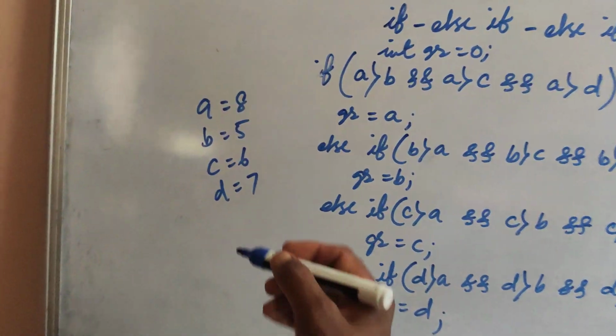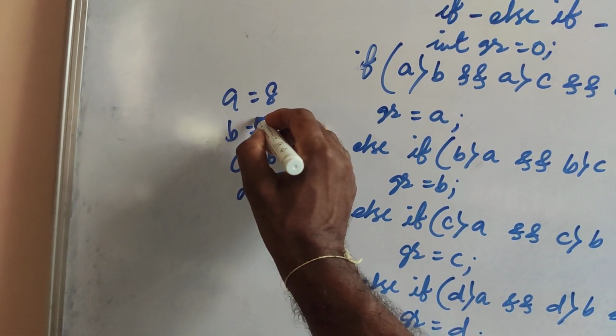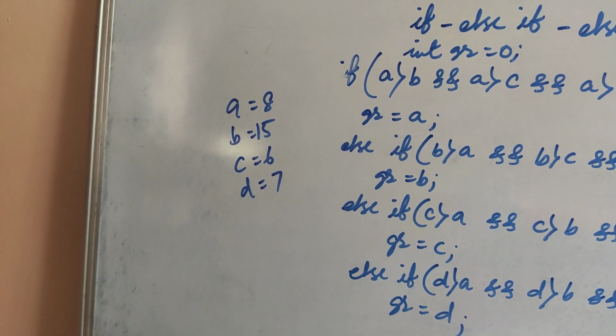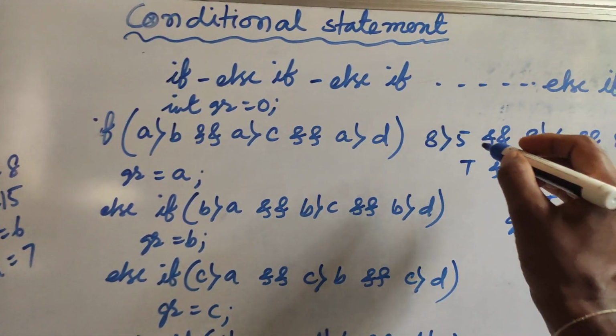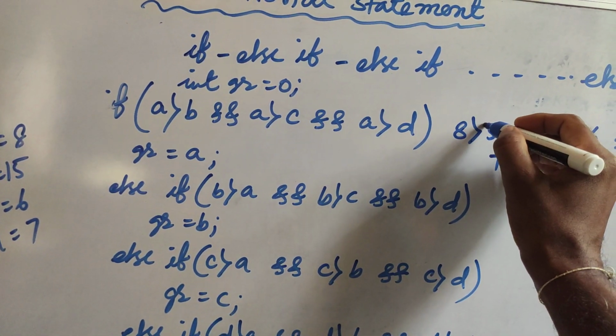Okay. Now see, I am making b bigger. Suppose b is 15. Now see here, 8 greater than 15.